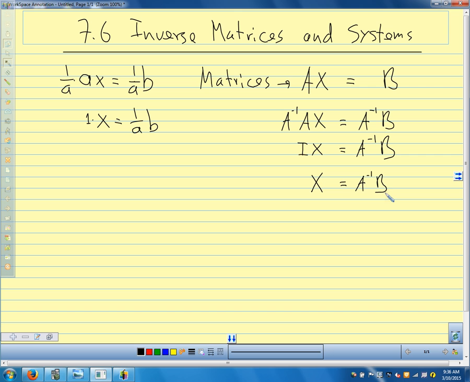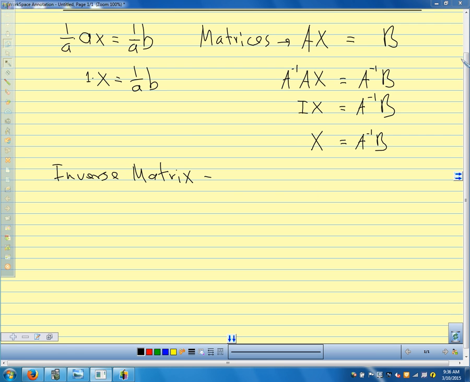So we need to do a couple of things before we actually get to the procedure. First, we need to know how do we know what is an inverse matrix, and we need to know how to find it. So an inverse matrix. Our matrices have to be square. So if our matrix isn't square, we can't find an inverse. And square means our dimensions, our order, is n by n.